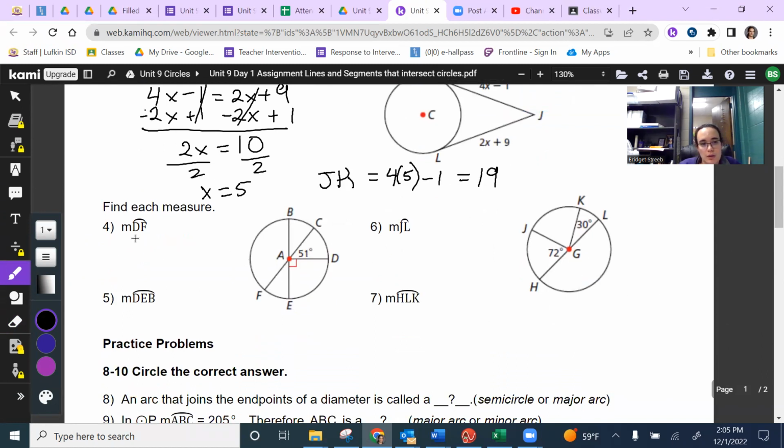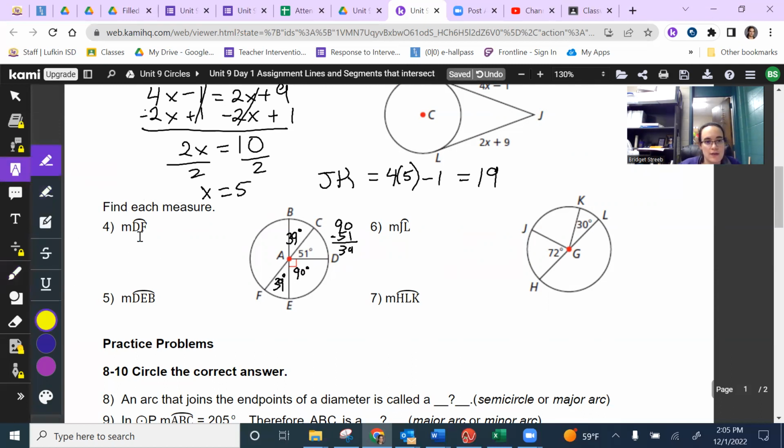Next up, we are looking for the measure of arc DF. So we already know that this angle here is 90 degrees. And we know that this angle is 51 degrees. And these two together have to be 90. So 90 minus 51 is 39 degrees. And then we have vertical angles here. So this angle is also 39 degrees.